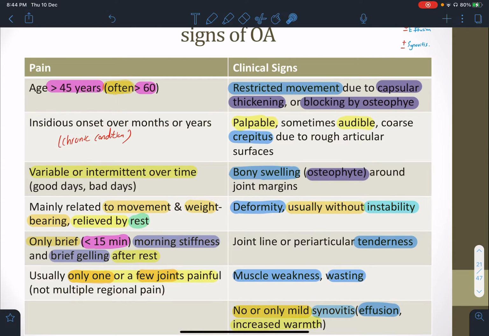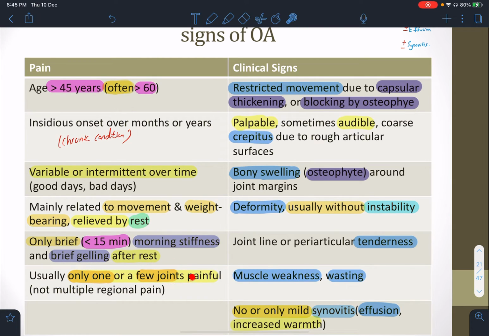Something I want you to remember is that the morning stiffness lasts less than 15 minutes in the morning. It's not more than 15 minutes. And you'll notice some brief gelling after rest. Gelling refers to the stiffness relapsing again after you've been resting for a long period of time.